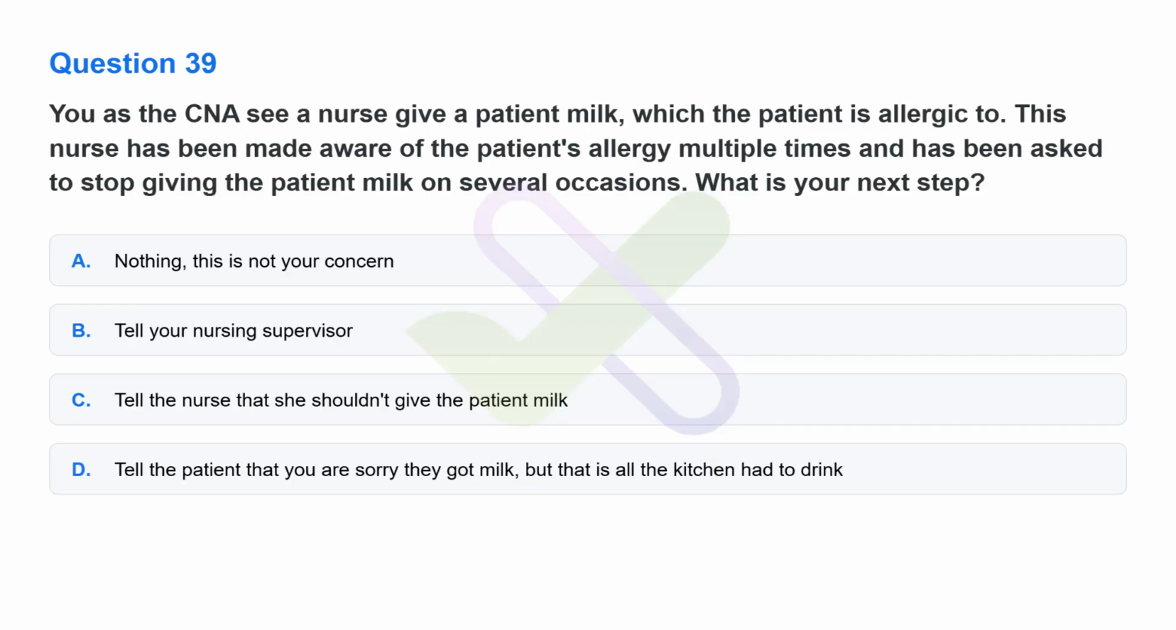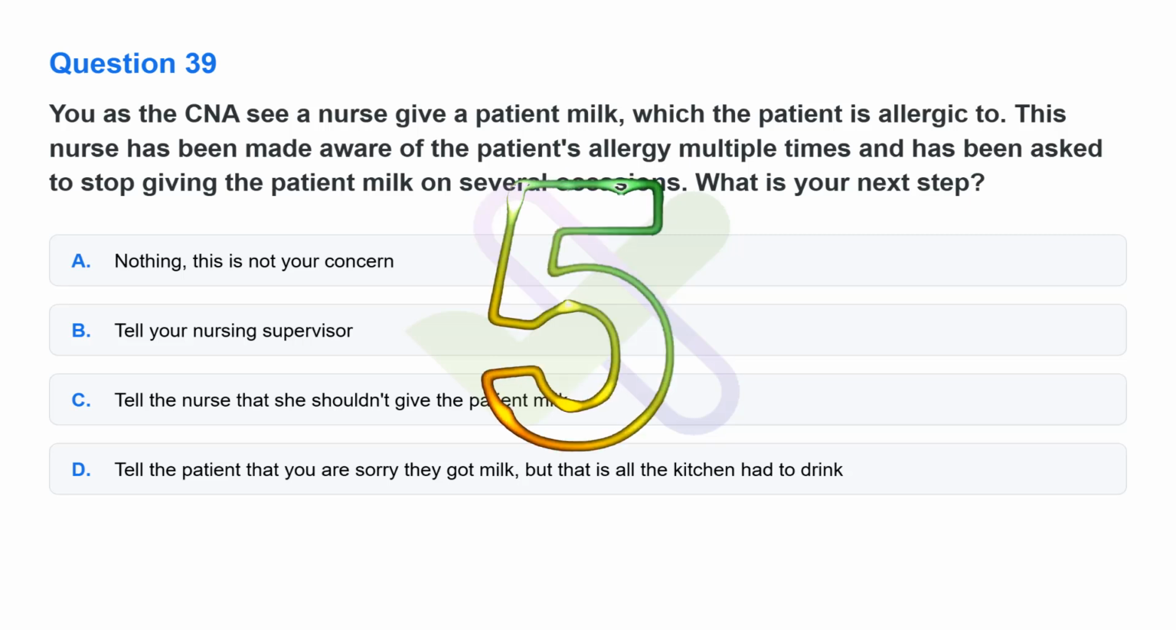You, as the CNA, see a nurse give a patient milk, which the patient is allergic to. This nurse has been made aware of the patient's allergy multiple times and has been asked to stop giving the patient milk on several occasions. What is your next step? A. Nothing. This is not your concern. B. Tell your nursing supervisor. C. Tell the nurse that she shouldn't give the patient milk. D. Tell the patient that you are sorry they got milk, but that is all the kitchen had to drink.